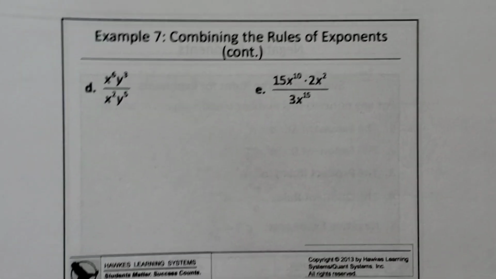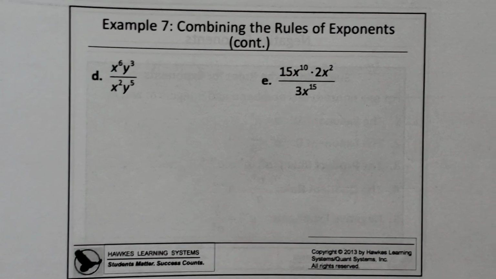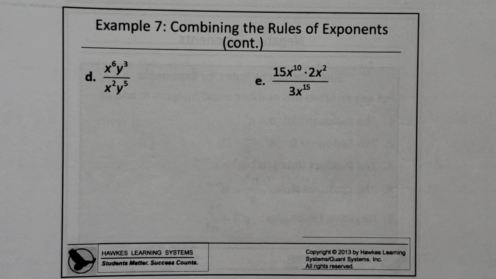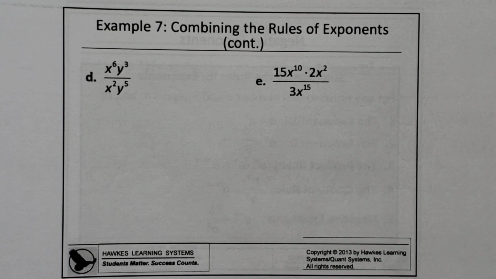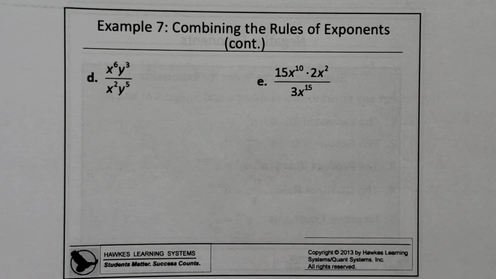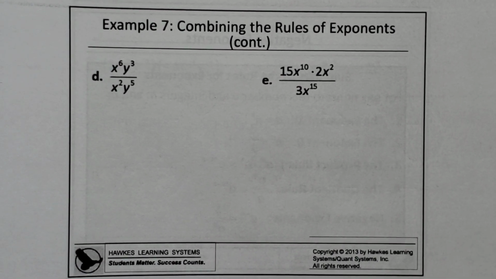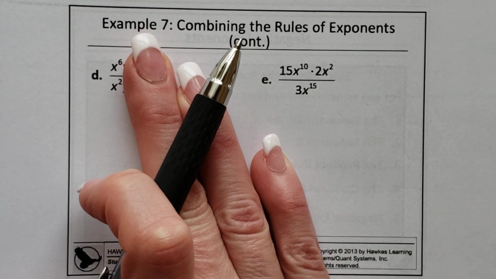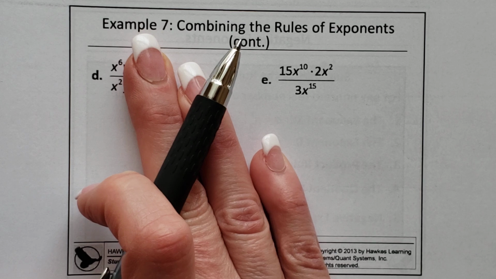All right, letter D. Now, just like we can simplify on top and bottom with numbers like 2 and 8, or 3 and 12, or 10 and 15, well, we can do that with our exponents as well. We can simplify on top and bottom. So the first thing we're going to look at is letter D. We're going to look at just our x's for a minute. Ignore those y's. So if you can imagine, you have 6 x's on top and 2 on the bottom.